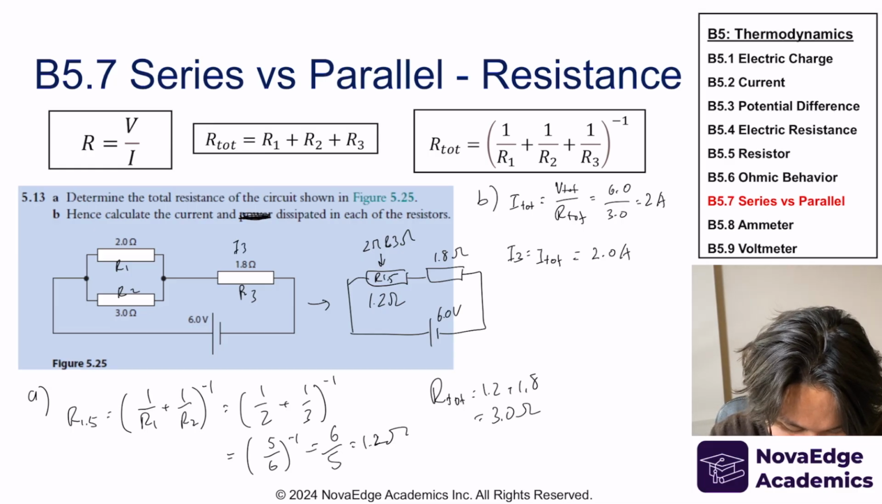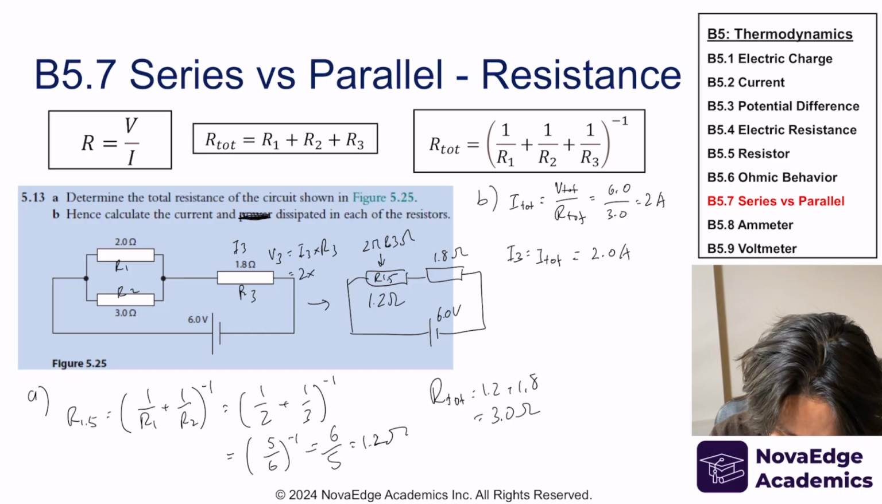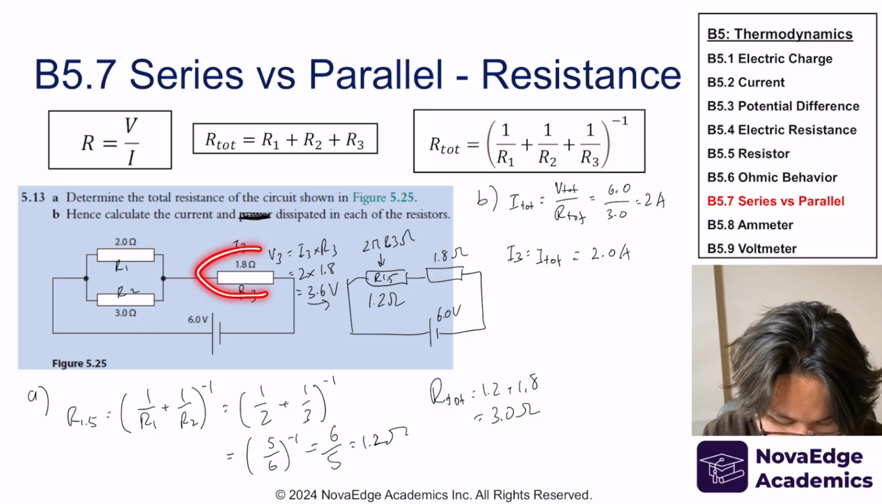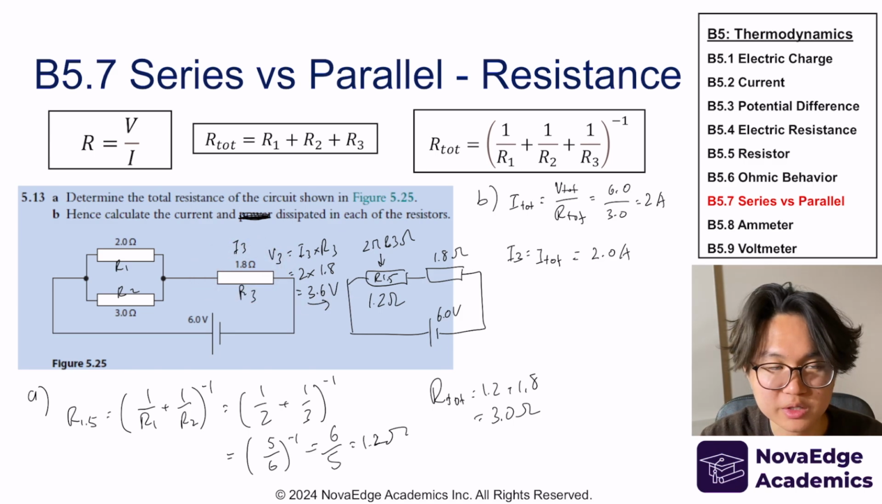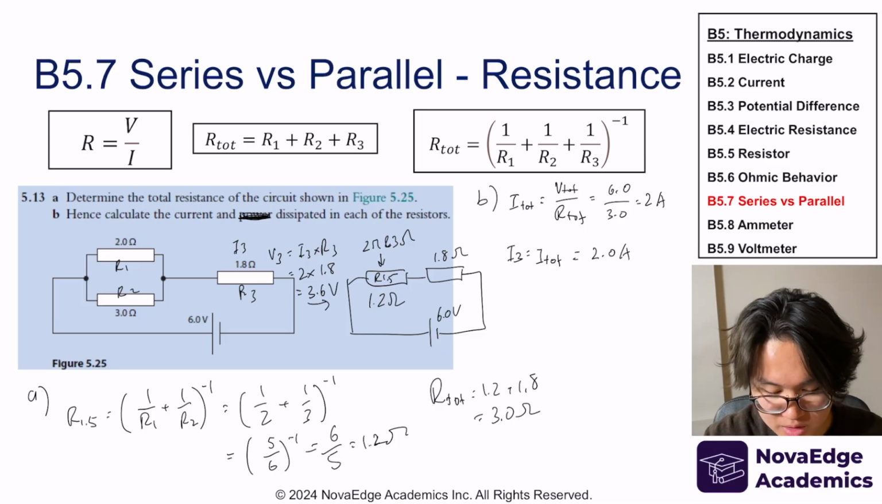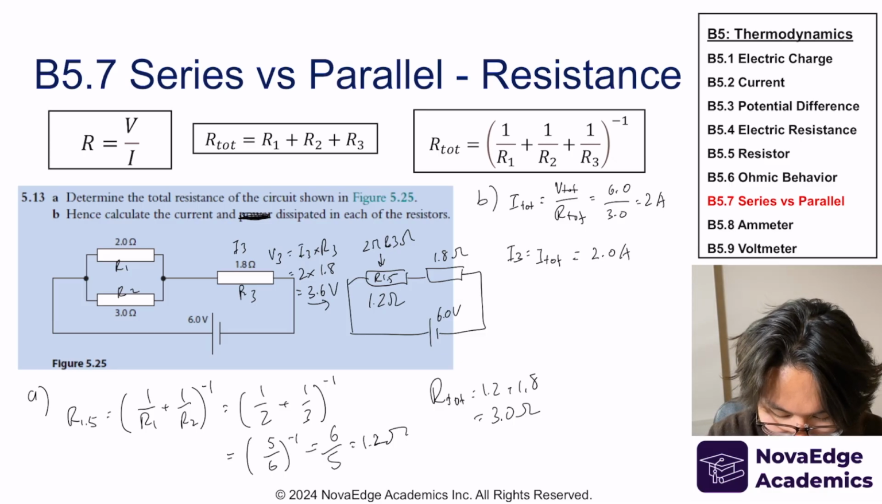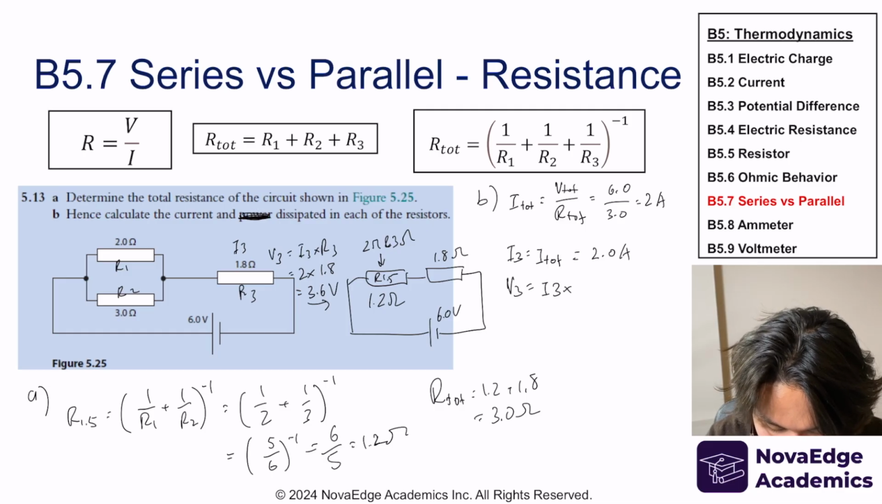Now I know I3. So I know I3 and R3, I can calculate V3. V3 is I3 times R3. That's just 2 times 1.8, so that's equal to 3.6 volts. So the voltage across this resistor is 3.6 volts. I hope you're following with this. If you're not, just replay this portion and see if it makes sense, okay? So V3 is equal to I3 times R3, which is 2 times 1.8, 3.6 volts.